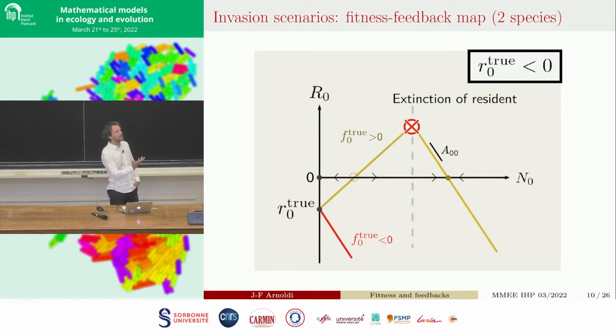And this is the case where there are alternative stable states: the invasion fitness is negative, but the feedback is positive, which means that if you could start the invasion at a large enough abundance, then you would have a runaway process that would lead to the extinction of the resident.